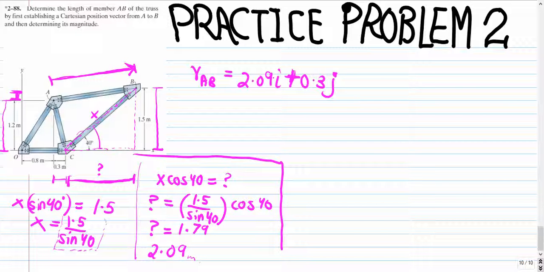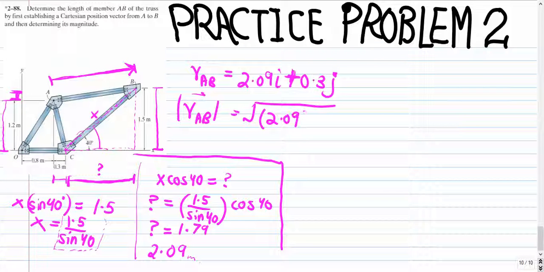Now that we have this Cartesian form, we can just find the magnitude by using the magnitude formula, the square root of the sum of the squares of each component, and we simply get 2.95 meters to 3 significant figures, and this is the length of our vector AB.